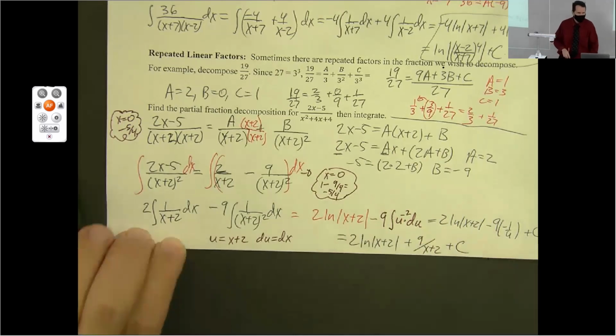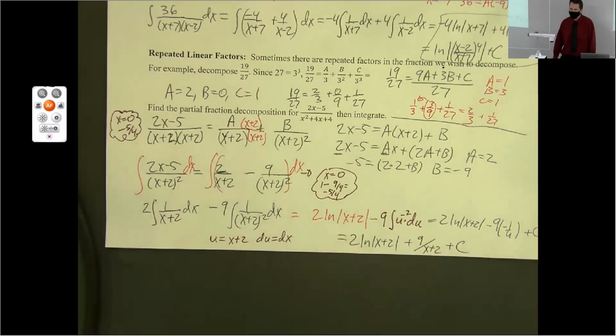There you go. Take an impossible, or at least a hard problem, and make it manageable. Okay. All right. So Pete, turn the page.